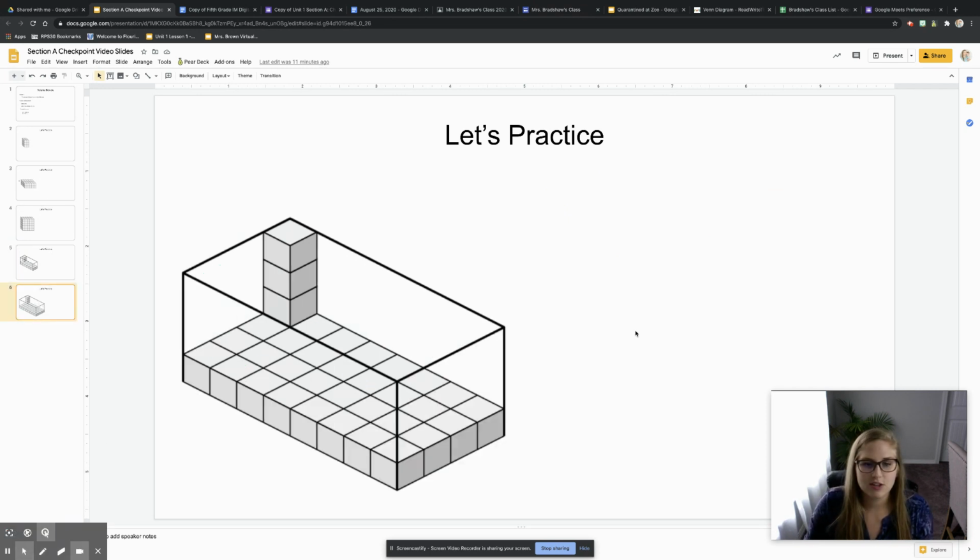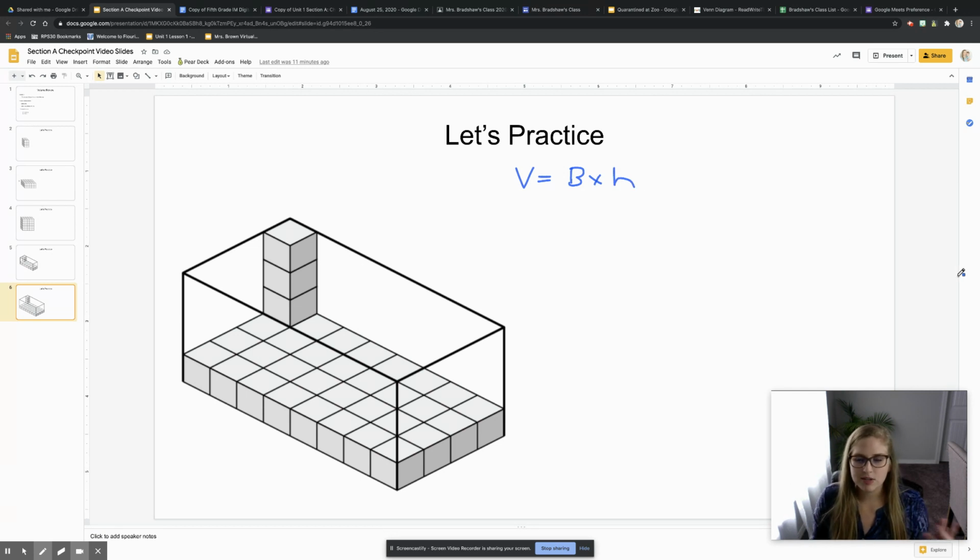All right, let's try this next one. Pause the video. All right, let's solve it together. So in order to find volume, I'm going to use volume equals base times height.